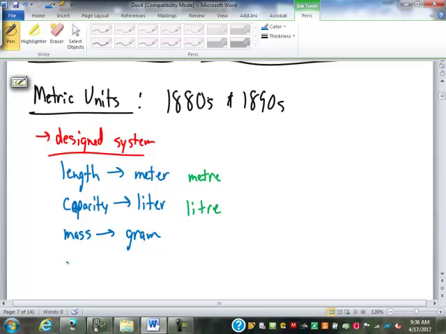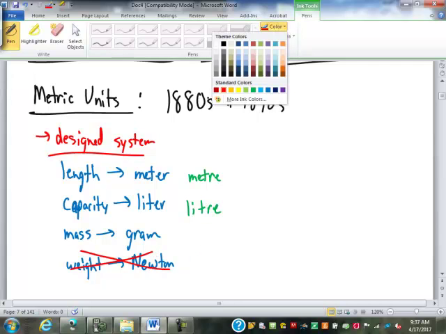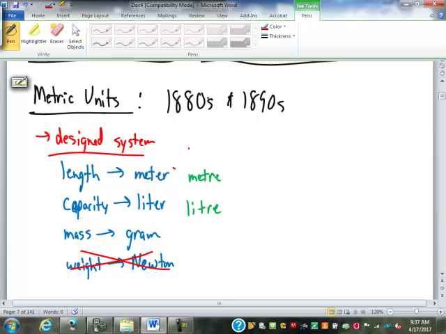And for weight, most people have never heard of this one. There's a Newton. We will not use Newtons in this class. We're going to focus on the meters, liters, and grams. The abbreviation for a meter is just the letter M. For a liter, it is the letter L.